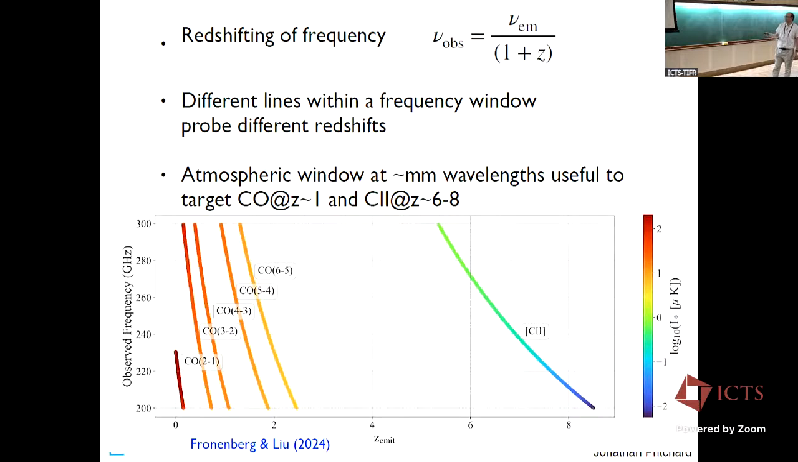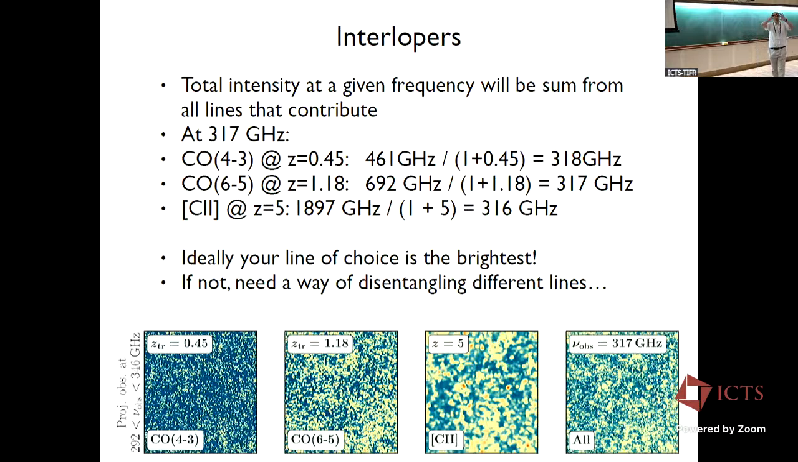Okay, so that's good. If we can find a line at, say, 260 gigahertz, then we can know the redshift. Life would be easy, except that at a fixed frequency, there's a bunch of different lines that all contribute at the same point. So when we make an intensity map, the total intensity that we see will be the sum of the intensity from all of the different lines that contribute to that frequency. So for example, if we looked at 317 gigahertz, we could have some carbon 4 to 3 emission from galaxies at redshift 0.45.